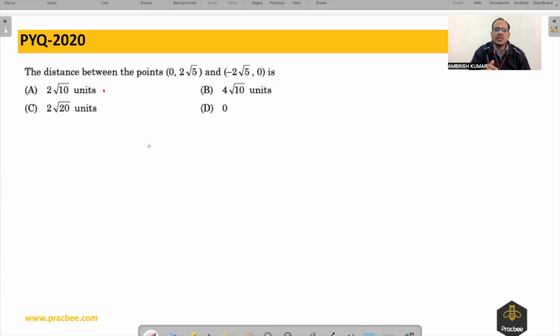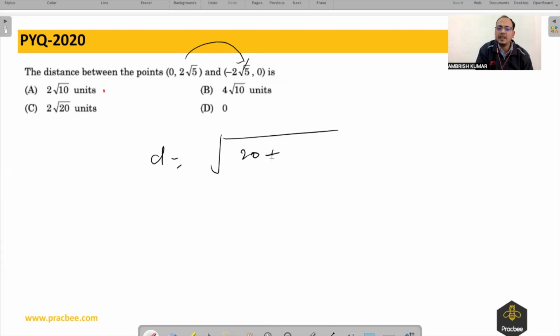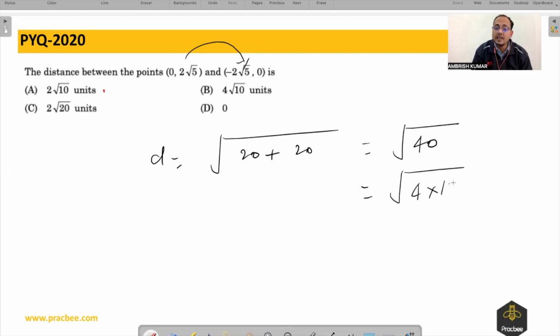Now going to the next question, the distance between these 2 points. So just apply the distance formula. So negative 2 root 5 minus 0, so 2 root 5 whole square, 2 square, 4 into 5, 20. And then again, 2 root 5 minus 0 means 2 root 5 whole square. So 2 into 2, 4 into 5, again 20. So you are going to get this as a square root of 40. Now look, a square root of 40. You can write this as the square root of 4 times 10, and the square root of 4 is 2. So 2 square root of 10 units is the correct answer.